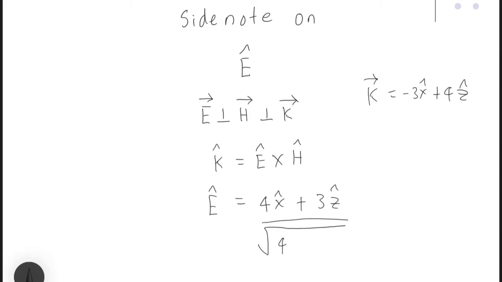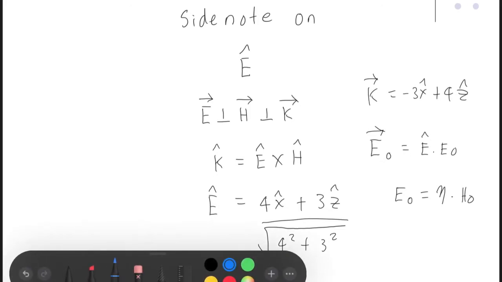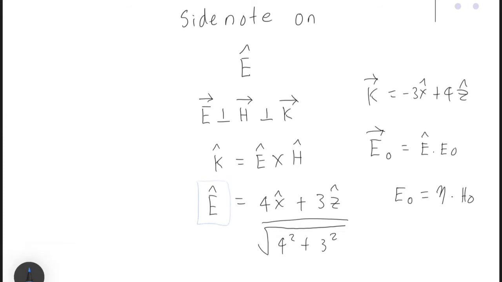We use E hat to find the amplitude and direction of our E naught. So our E naught is the same thing as saying E hat, or a unit vector, times E naught. We use E naught is equal to eta times H naught. So by finding the unit vector E hat, and by using E naught from here, we can find the amplitude and direction of our E field.